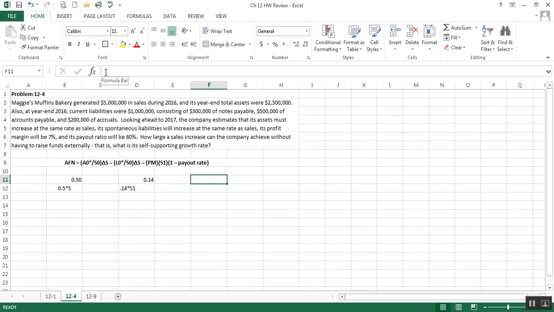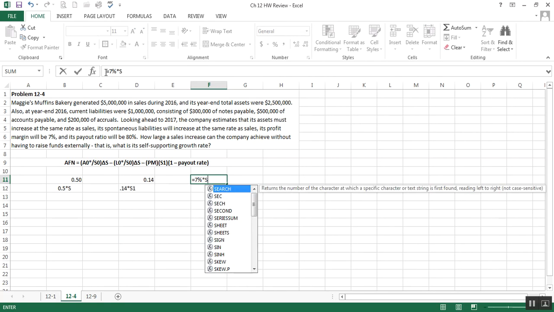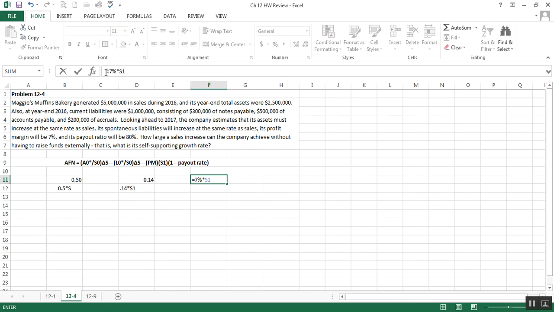And then our retained earnings is equal to 7% times S1 times 1 minus our payout ratio of 80%.